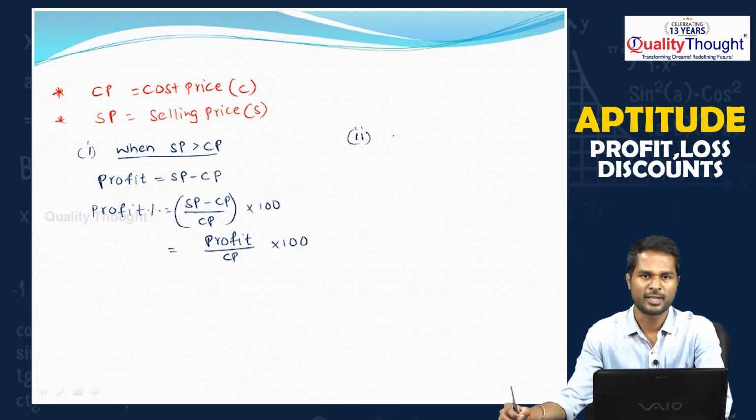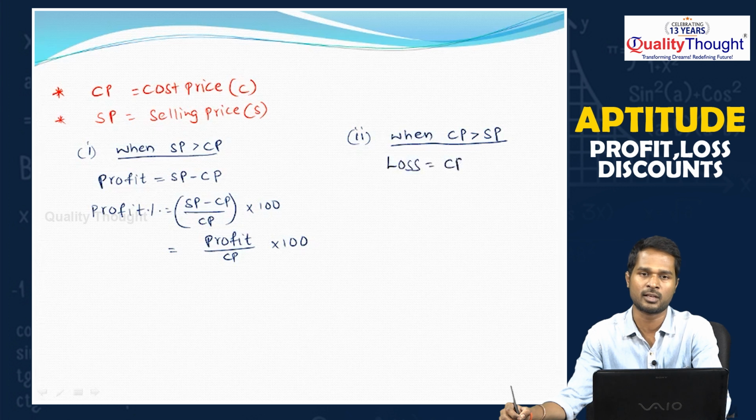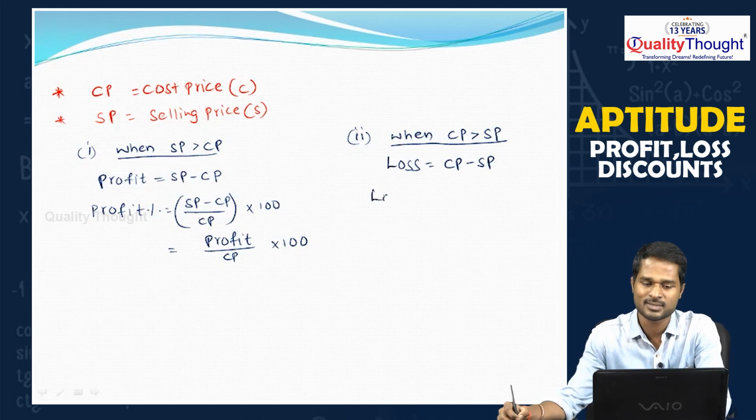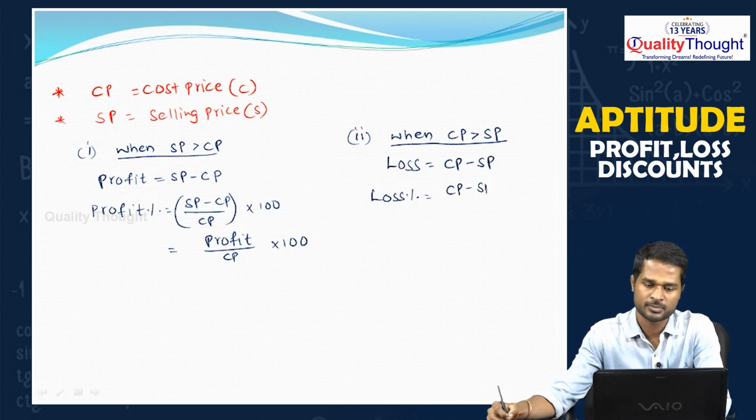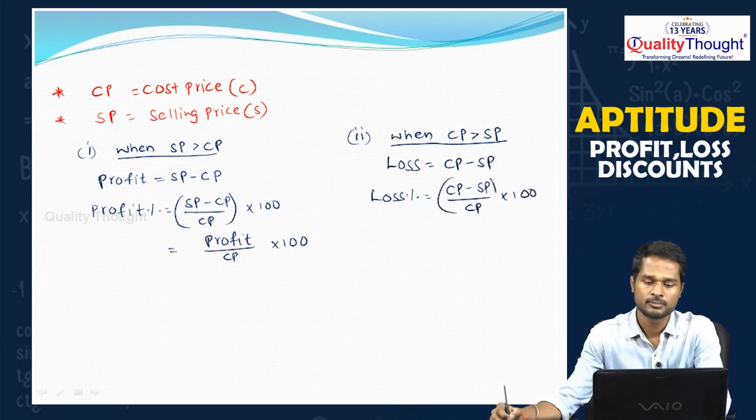Always we will take the cost price in the denominator. Now, let us see case 2. In the first case we have written selling price is greater than cost price. Now, the second case is when the cost price is greater than the selling price. That means I purchased something for, for example, 100 rupees and I sold it for only 50 rupees, then I will get a loss. The loss is nothing but cost price minus selling price, and the loss percentage is (cost price minus selling price) by cost price into 100. But cost price minus selling price is nothing but loss. So, loss percentage is loss by cost price into 100.